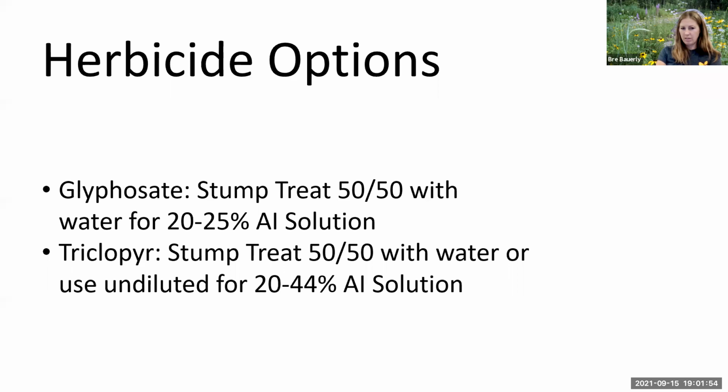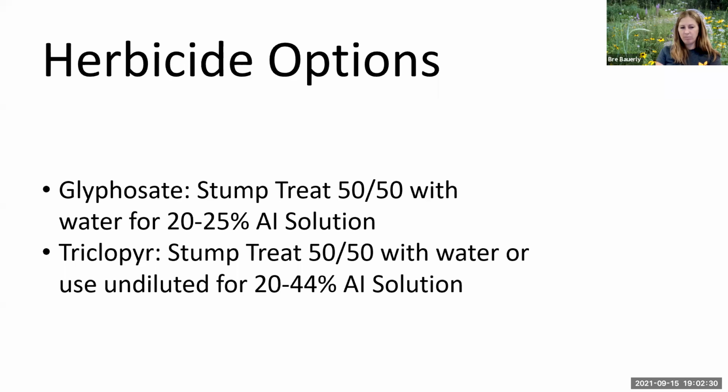But this is the active ingredient percentage that you need for stump treatment. So for glyphosate-based herbicides, 20 to 25% active ingredient will take care of treating your stumps. Glyphosate only really works during the active growing season, so not really during the winter time. It won't soak into the stump like some of the triclopyr-based herbicides will. Those are more oil-based. So glyphosate during those months where buckthorn still has green leaves on it, and when it's not frozen outside.